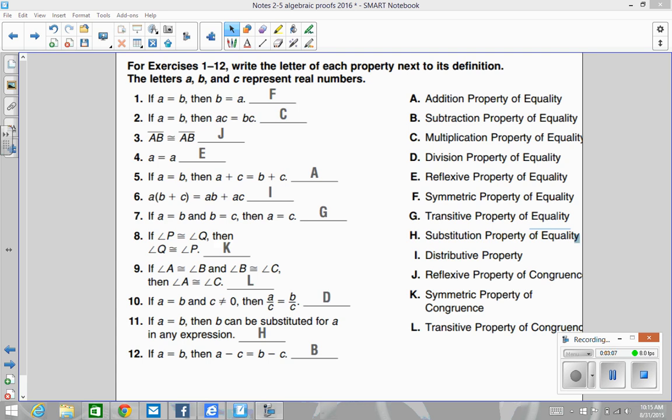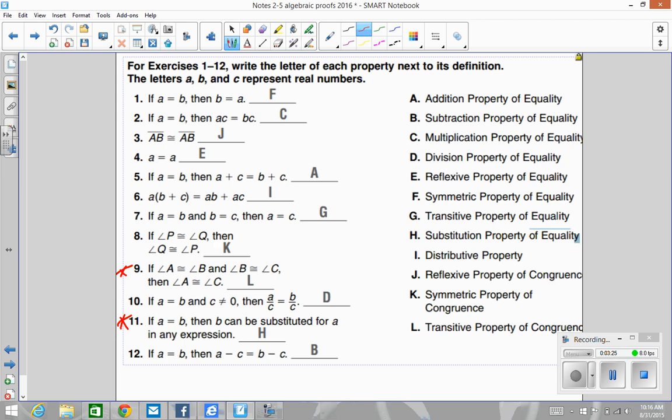If you can understand why you got them wrong now, remember that I said that there are a few that we need to be careful of, and that is H here, which is the substitution property, and the L one. The difference between these two is that in this one, it is an order. Transitive is always about an order.